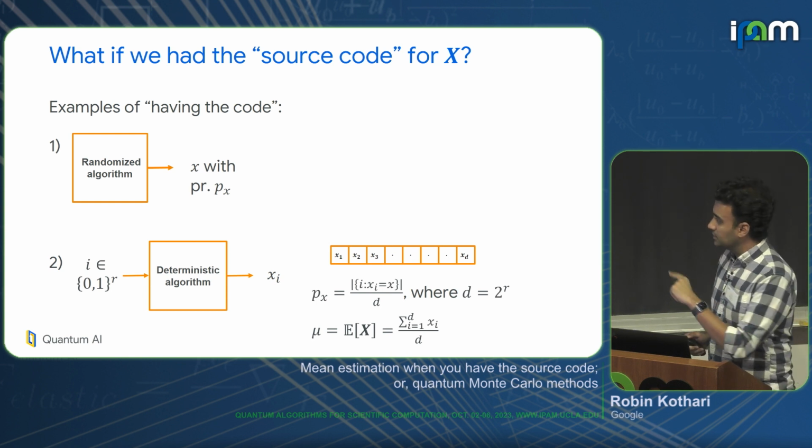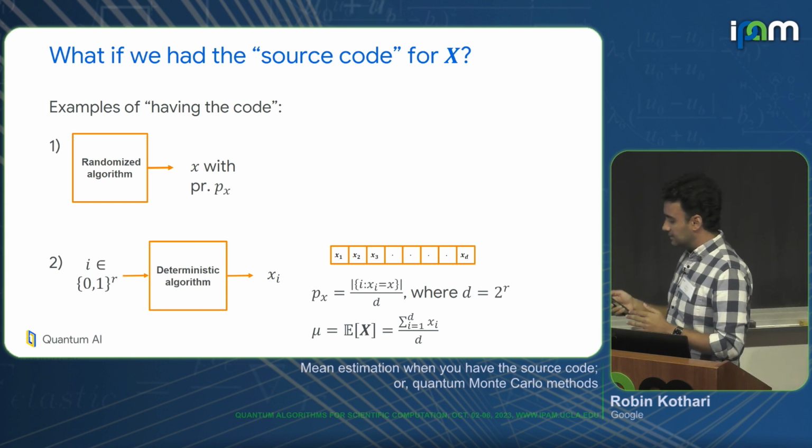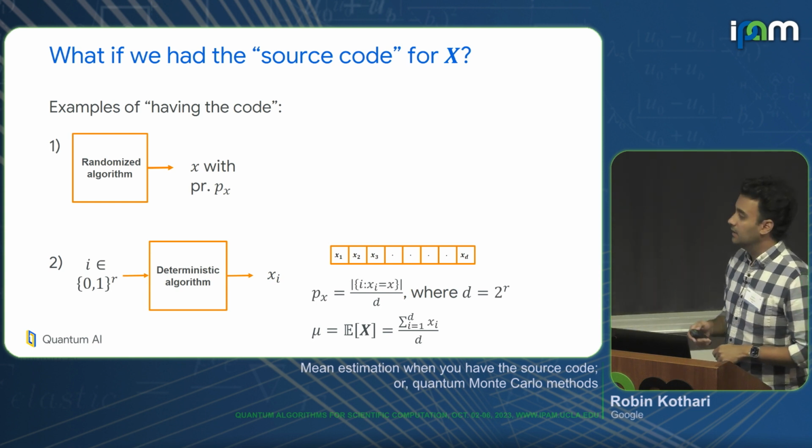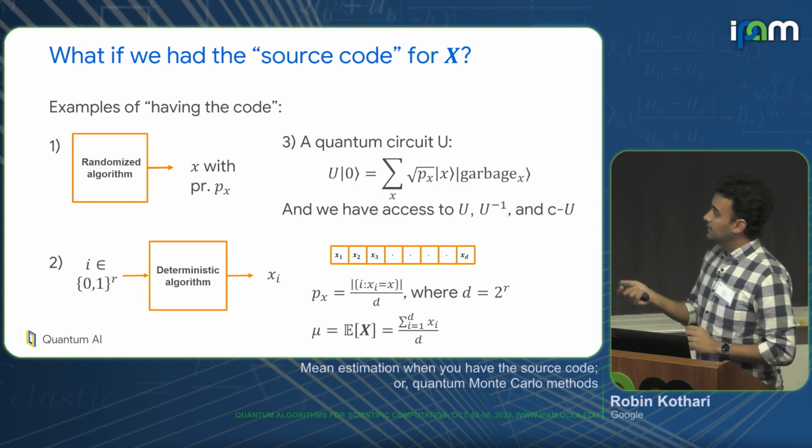And the third scenario, which is strictly more general than these two, is that your algorithm, the one that was generating x with probability px, was itself a quantum algorithm, which is also fine. All the results I'll talk about will also handle that case. But that looks like this.